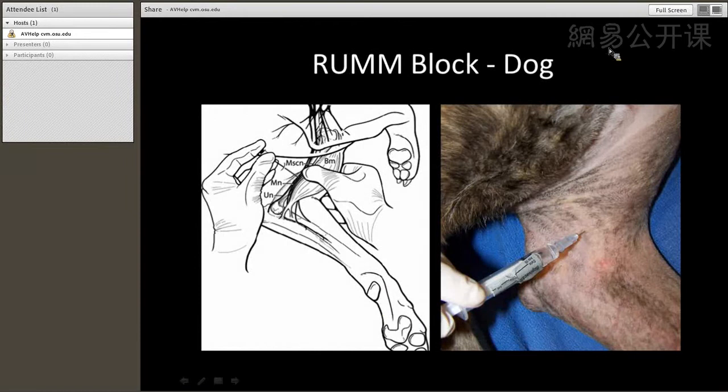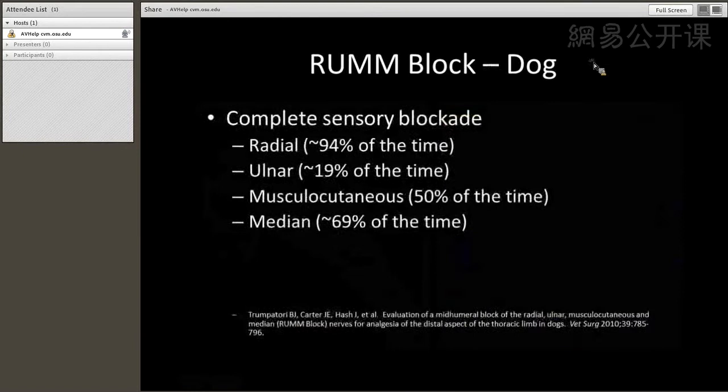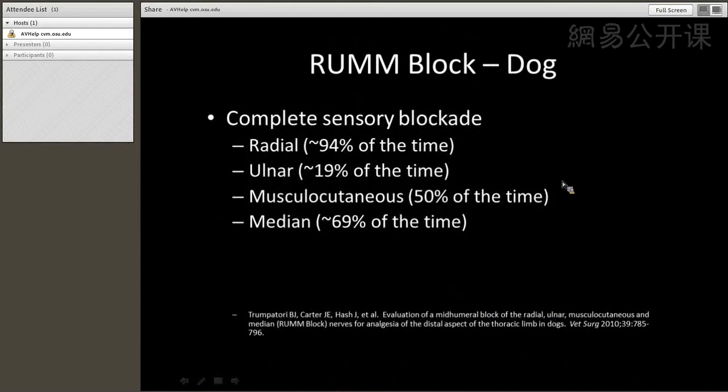One of the things that I don't like about RUM blocks is that you're probably only going to get really good at them if you do them a lot. But even if you're really good at them and you do them for a paper, you only block the ulnar nerve about 19% of the time. So it would be really hard to do a block like this on a patient and then do this procedure when they're awake. You'll block the radial nerve 94% of the time, so you have a better shot at that. But the others range from 19 to about 69%. So RUM blocks can be a good option in some patients, but probably not great for all patients.